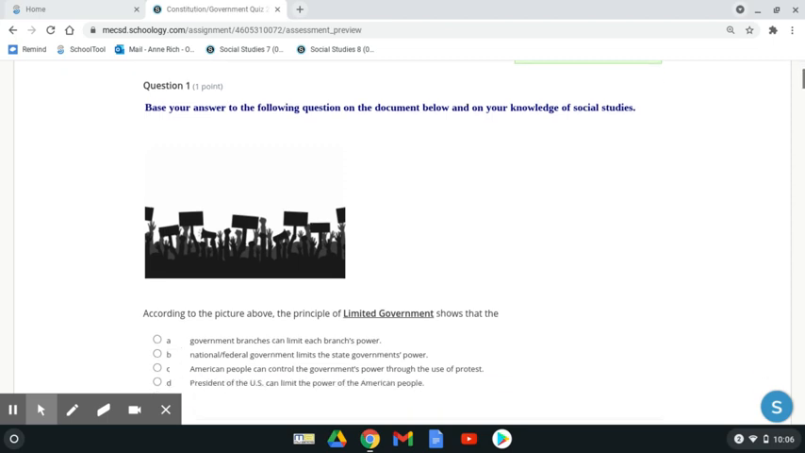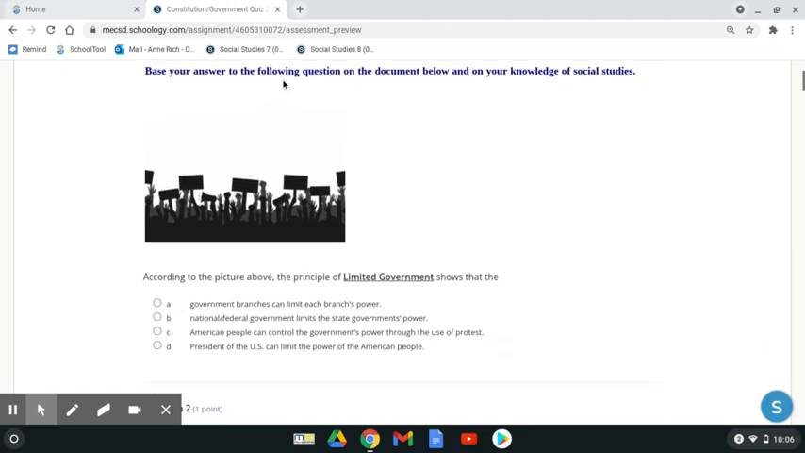Question number 1. Base your answer to the following question on the document below, meaning this picture here, and on your knowledge of social studies. According to this picture, the principle of limited government, or the idea of limited government, shows which of these choices? The question is asking us, what does limited government mean?